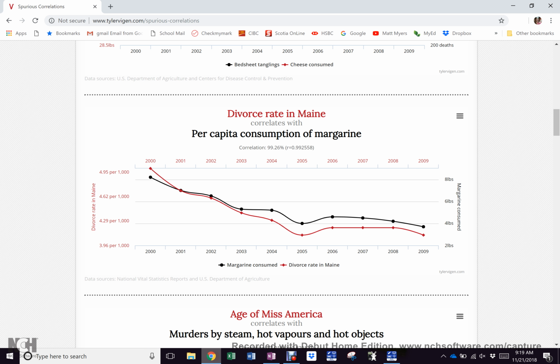Are these statistics and graphs, do they make any kind of sense? No. Should you believe a graph that you see automatically? No. Does this actually mean that if I eat less margarine, Mom and Pop Jones in Maine will probably stay together? Of course not. And there's a million of them.